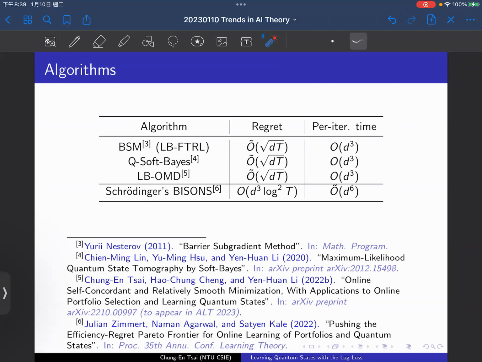And then there are 2 algorithms that were designed by our lab. The first is the quantum generalization of Soft-Bayes for online portfolio selection problems. And then the other, called log barrier online mirror descent, is also a quantum generalization of the same algorithm for the online portfolio selection problem.